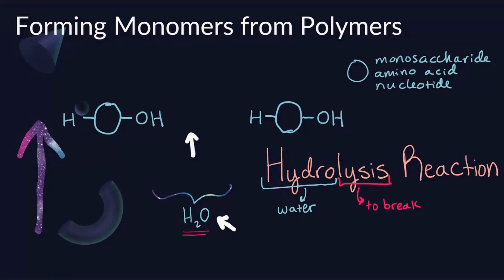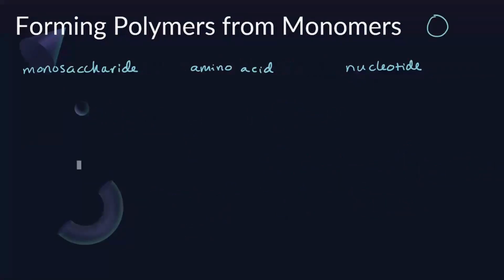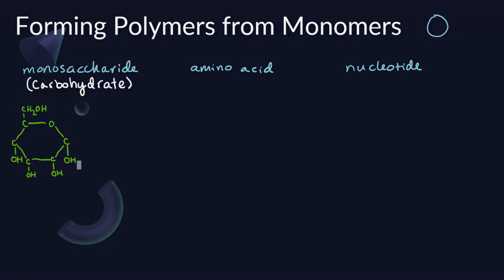So what does forming polymers from each of these monomers actually look like? Well, let's start with carbohydrates, which for our monosaccharides, that would be the monomer of carbohydrates. Here we have a carbohydrate monomer, also called a monosaccharide, and let me just copy and paste that here. There we go. So now we have two monomers, two monosaccharides.